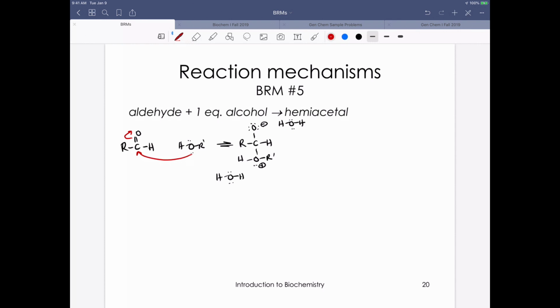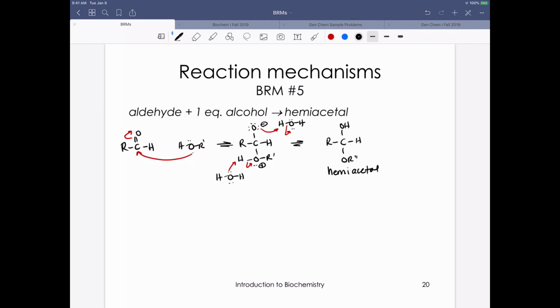So we can show this in one step here. So again, we're going to have our protonation of our alcohol there, our deprotonation of what was our incoming alcohol nucleophile, and we generate our final hemiacetal product.